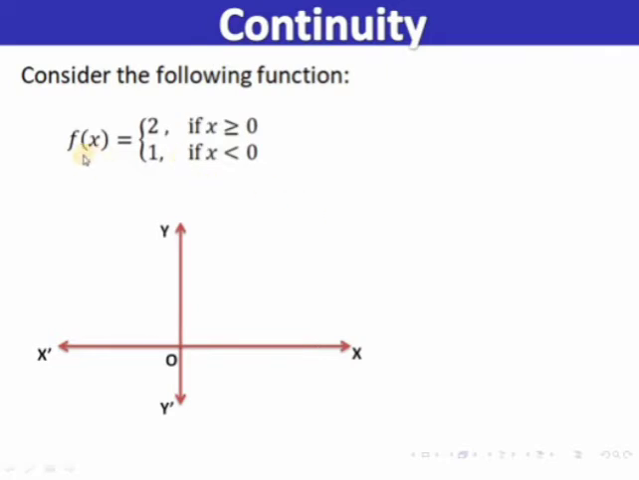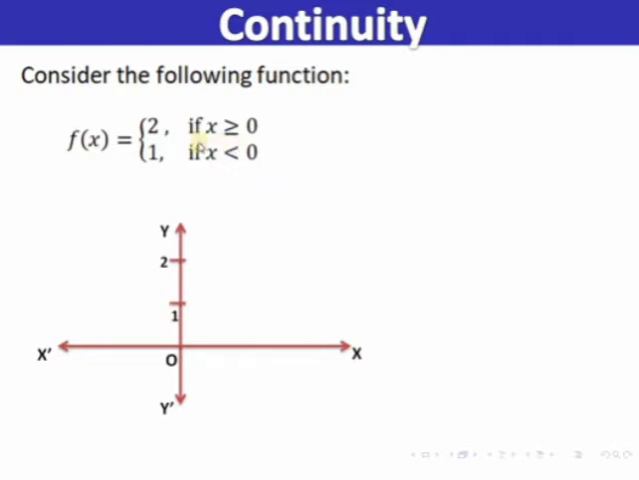Now here we have f(x) equals 2 if x is greater than or equal to 0, and f(x) equals 1 if x is less than 0, or in other words whenever x is negative. All of you know that we generally write a function f(x) as y, so y equals f(x) here. There are two values for the function, 2 and 1, which are the values for y. That's why I have plotted the two values of y on the y axis, that is 1 and 2.